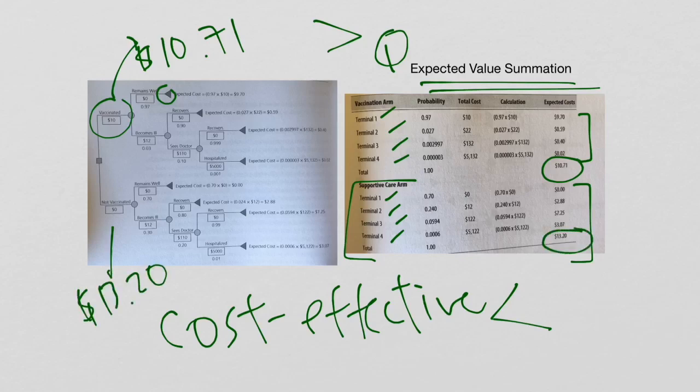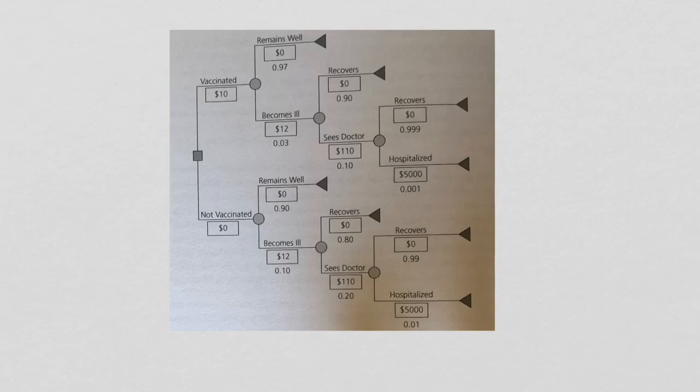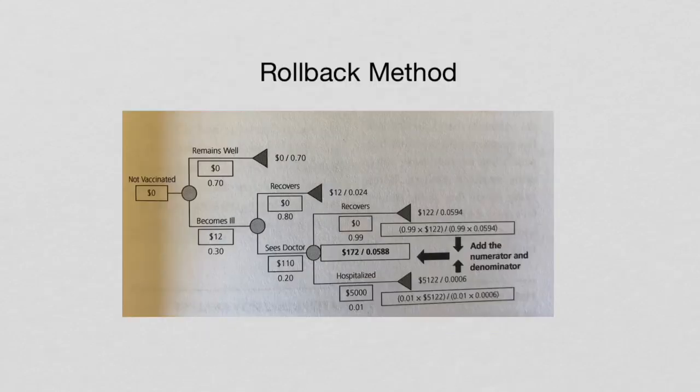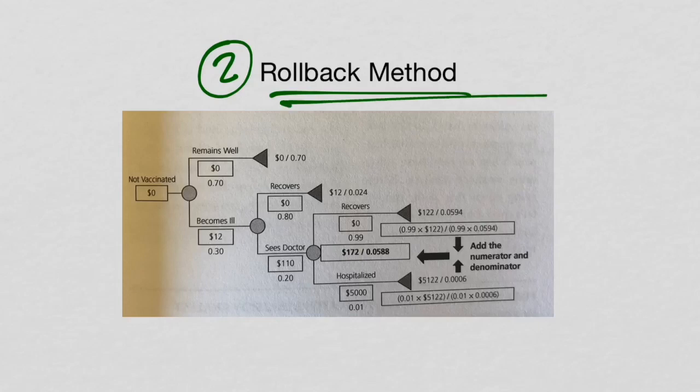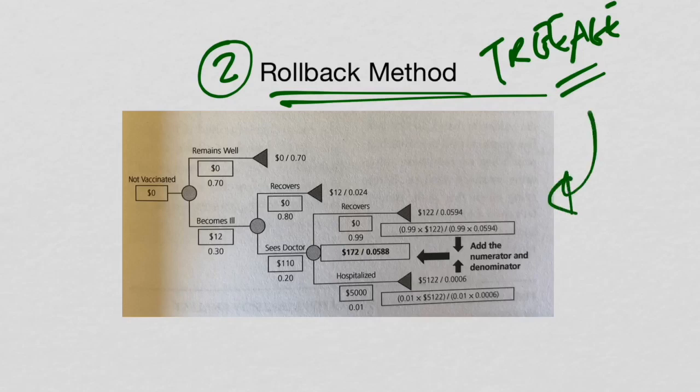Add the expected cost for the 4 different terminal nodes, and you would yield $13.12. Now, there's a second way to calculate the expected value for the 2 different strategies, and that is called the rollback method. The reason we want to go over the rollback method is that the triage software that we will be using is based on this rollback method. So that's why I want to go over this.